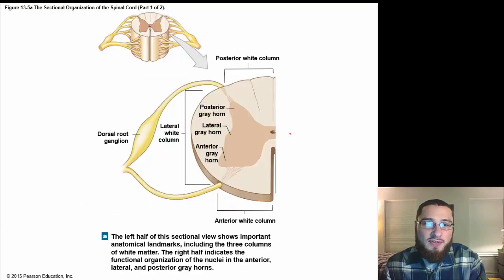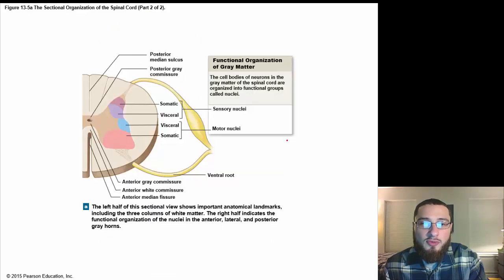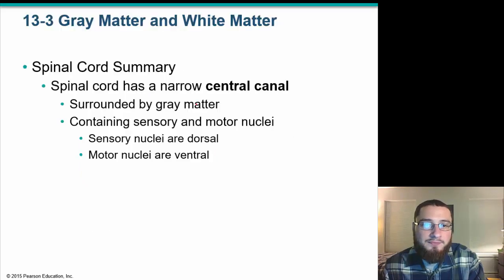Here, this is another diagram showing you what we've been discussing. Here we talk about the different horns, where we have the somatic region of the gray matter. You have the visceral region of the gray matter for the motor nuclei within here, and then you have the visceral region and the somatic region of the sensory nuclei right here.